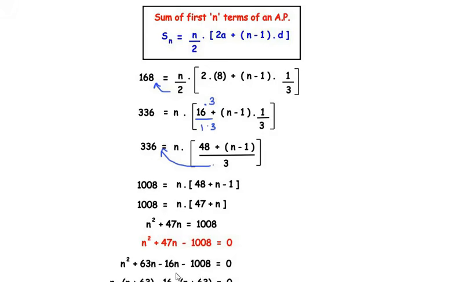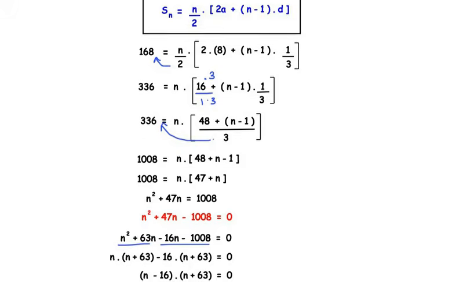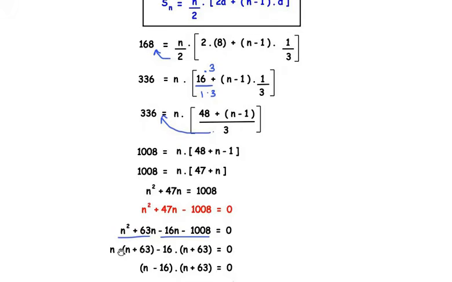Now we are going to group the terms, that is, we are going to group the first two terms and the last two terms. From the first group n is a common factor, so we have taken it out, and inside the bracket is n plus 63. From the second group, negative 16 is a common factor, so we have taken it out, and inside the bracket remains n plus 63, equal to 0. Now here n plus 63 is a common factor, so we are going to take it out, and the second factor is going to be n minus 16 equal to 0.